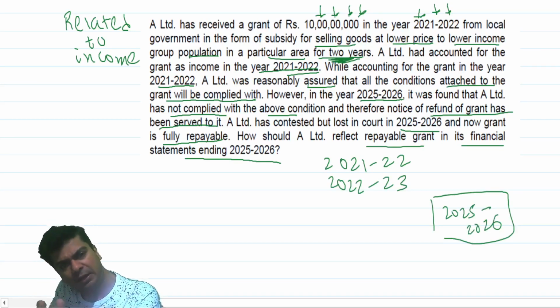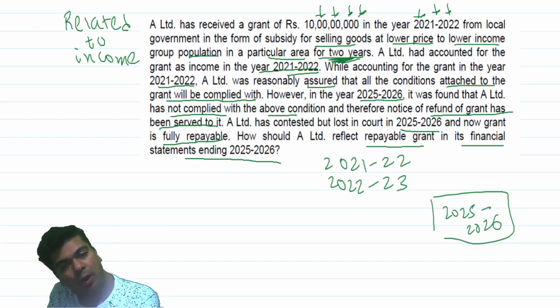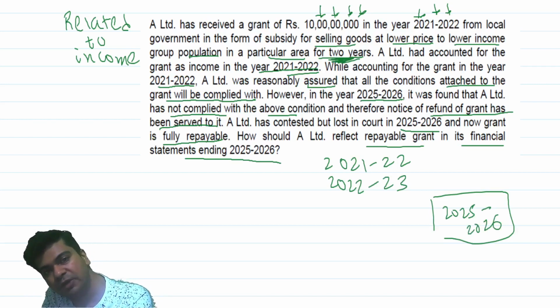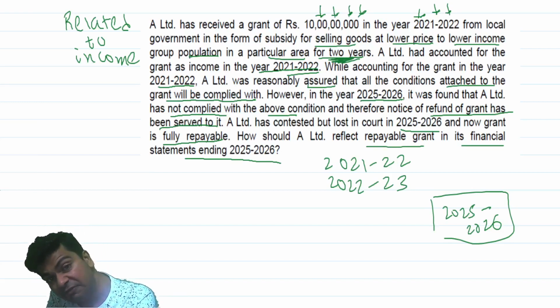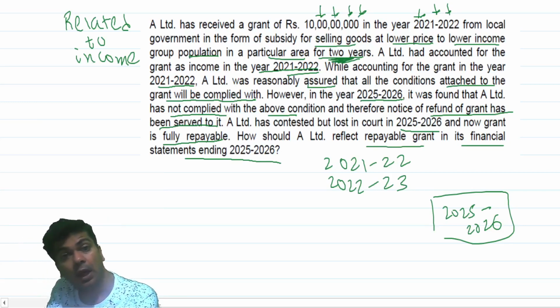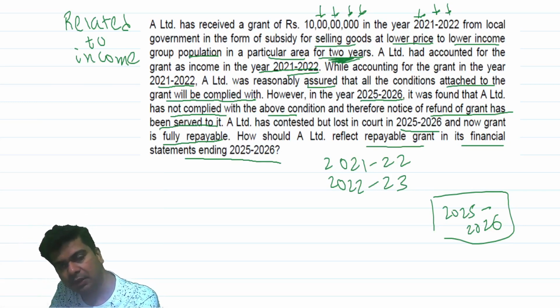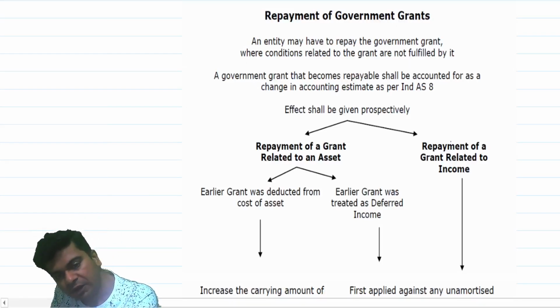Hence, it is fine. We are saying that error was not committed, and even if error was committed, so what? By the time it is 2025-26, now the grant would have definitely got credited to the P&L, and now it is refundable. How shall we refund a government grant related to income? Tell me, what shall be the accounting treatment? Okay, we will treat it as accounting estimate. We will give the effect prospectively. All that is fine.